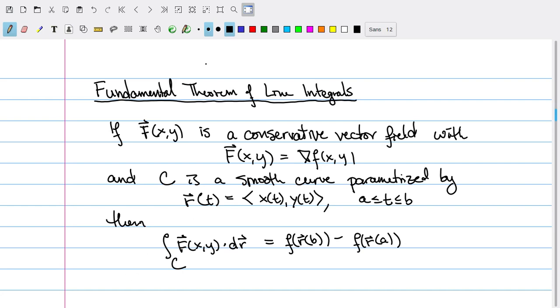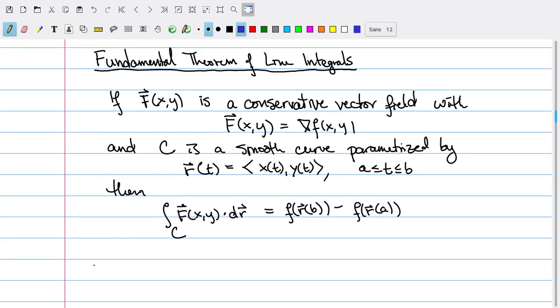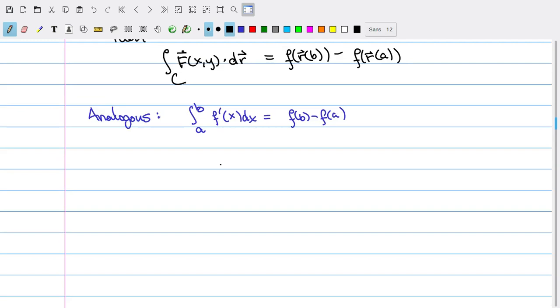And if you're thinking this seems sort of familiar, we can think about the analogous Calc 1 result. In Calc 1, we showed that the integral from a to b of the derivative of some function was just equal to f of b minus f of a. So this is just like the fundamental theorem of calculus, except that my derivative is now a gradient, and my integral is now a line integral with respect to that gradient. Let's try to actually prove this theorem.